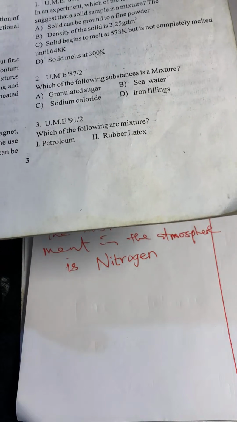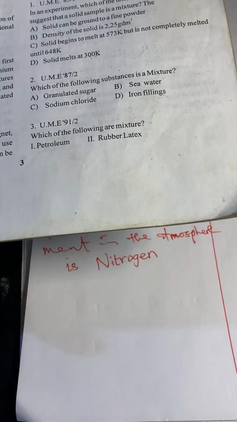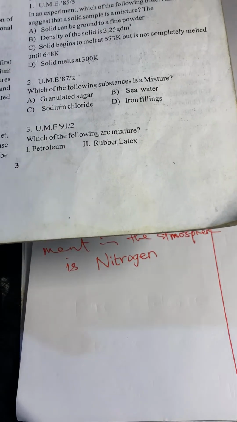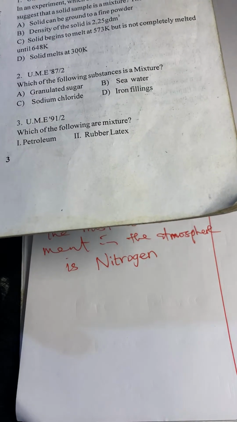Yeah, thank God for question number 2, 1980. I even mentioned something; it was the question I was referring to. JAMB 1987, number 2: which of the following is a mixture?